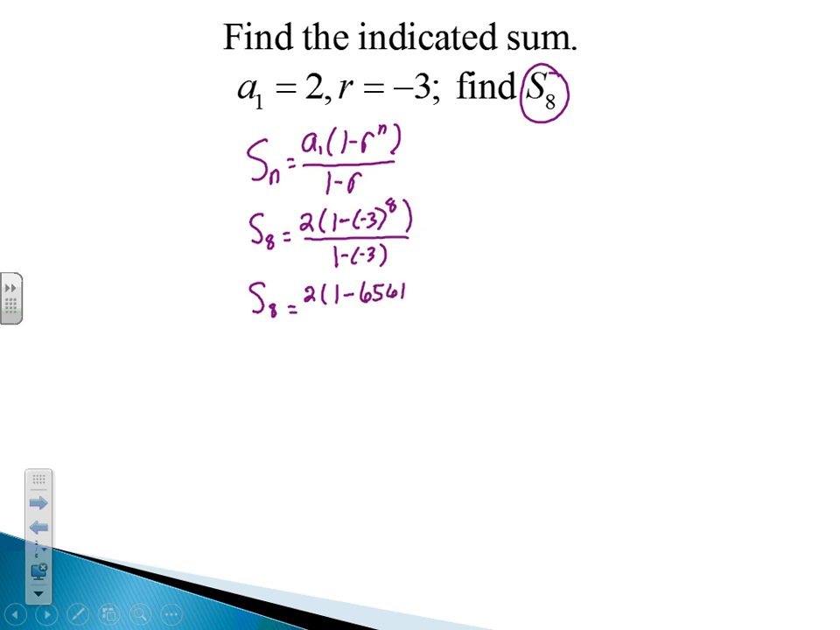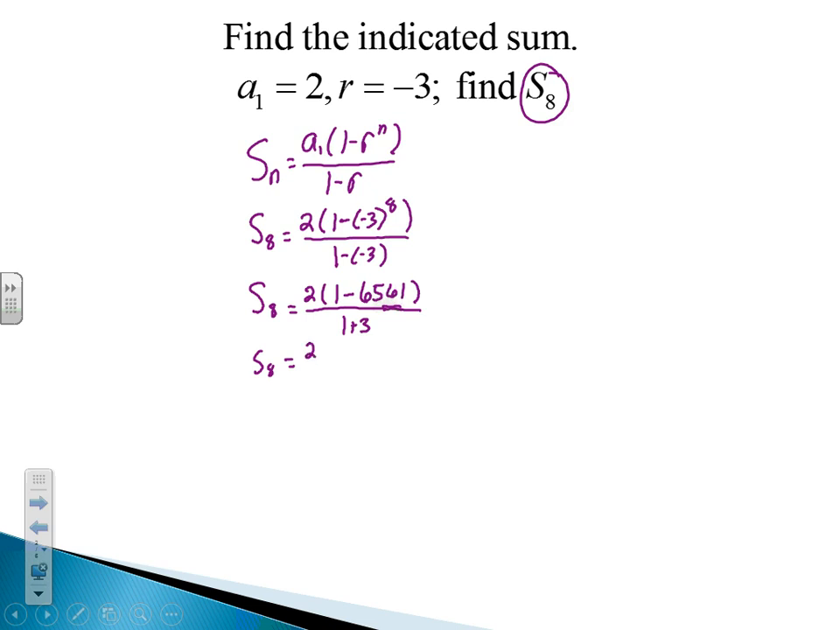Now again, on your calculator, when you raise a negative number to an even number, meaning I'm raising a negative 3 to an 8, then we should wind up with a positive number here. But anytime you raise a negative number to a power, make sure you keep it in parentheses. Now in the denominator at this point it's fine to just say 1 plus 3 or even just write it out as a 4, because that's what it's going to wind up being.